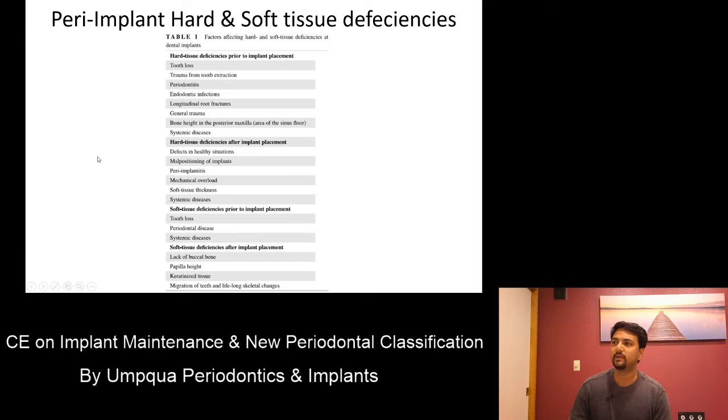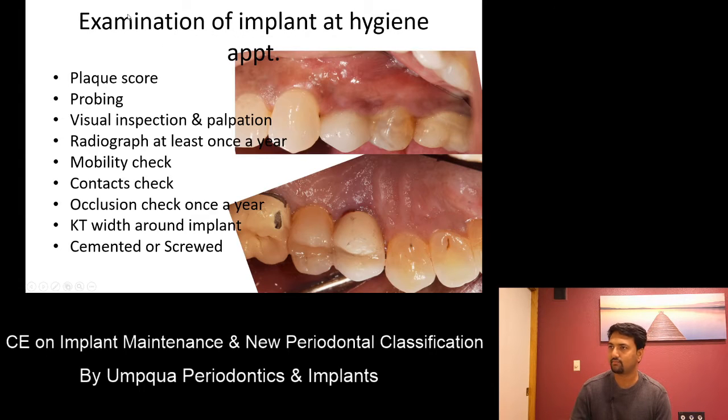I'm not going to spend a lot of time on the fourth subheading, which involves deficiencies of hard and soft tissue around the peri-implant. Today we want to discuss more about management of peri-implant mucositis and peri-implantitis. Again, going to the examination that concerns you.